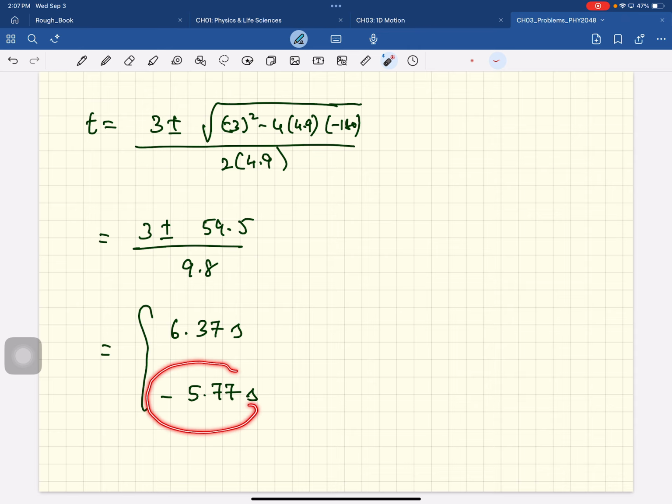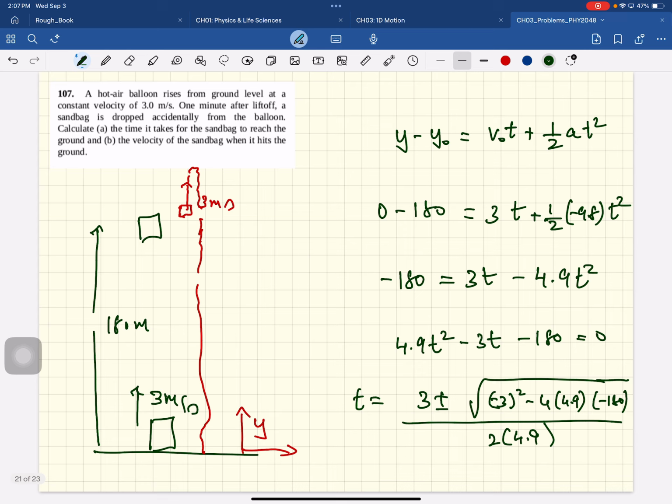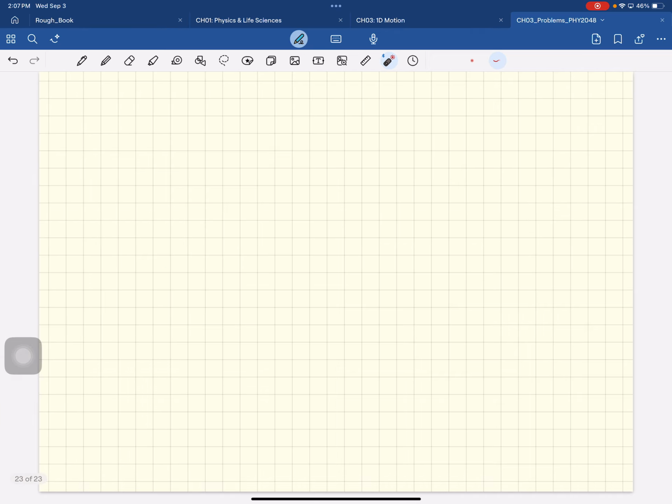Let's figure out the other solution. If you threw the sandbag from the ground at the appropriate velocity, and it was decelerating, and when it got to that point it was going at 3 meters per second, that would be 5.77 seconds ago. So it'll be on the ground again. That's the other solution, so that's what that solution is.